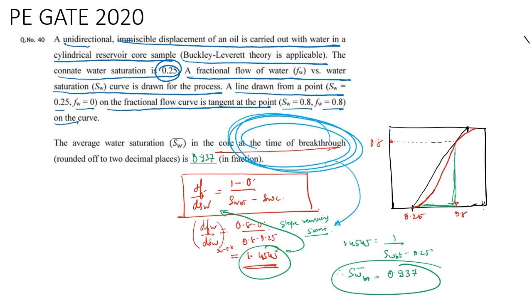So let's look at the curve. As given in the question, 0.25 is my corner water saturation, and corresponding to that will be fw equal to 0. And the flood front saturation is given as 0.8 of water saturation and 0.8 of fractional flow. Now the average water saturation in the core sample at the time of breakthrough, we need to calculate it.